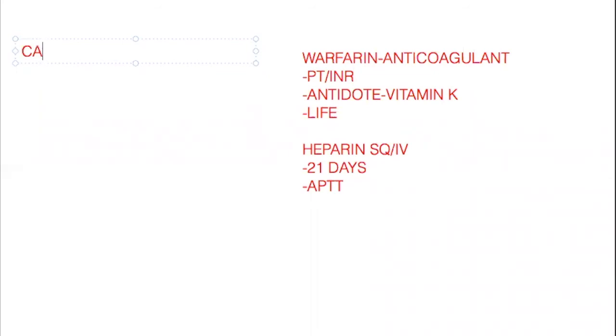Cardiac dysrhythmias. You have several different types of dysrhythmias: sinus bradycardia, sinus tachycardia, AFib, PVC or premature ventricular contractions, VTAC or VFib, most common.